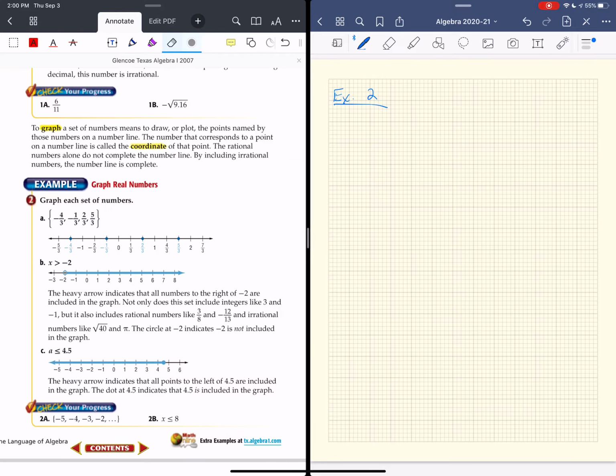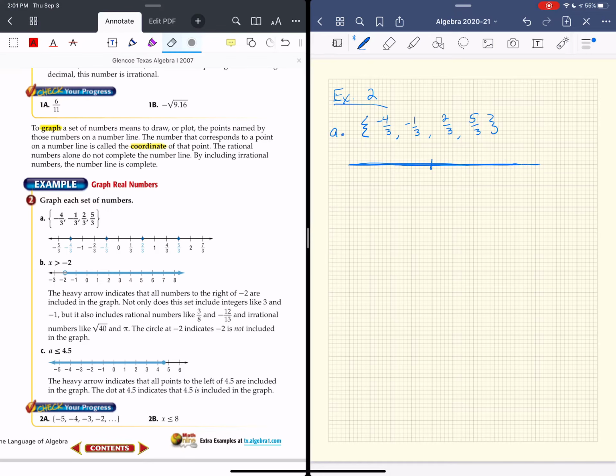This time we want to graph the numbers on a number line. So something like A, we've got the numbers -4/3, -1/3, 2/3, and 5/3. And I could make quick decimal approximations of all of these numbers, but in this case, since they're all thirds, I'm actually just going to draw my number line in a way that makes it easy to get these onto the number line.